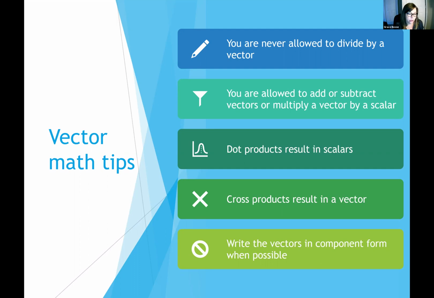You are always allowed to add, subtract, and multiply vectors by scalars. These are all operations that we've practiced in many different ways. Remember that when you perform a dot product, the result is a scalar. When you perform a cross product, the result is a vector. So be very careful when you're thinking about how to solve an equation. You might want to do one or the other, but typically, if you want to turn a vector equation into a scalar equation, we're going to use the dot product a lot.